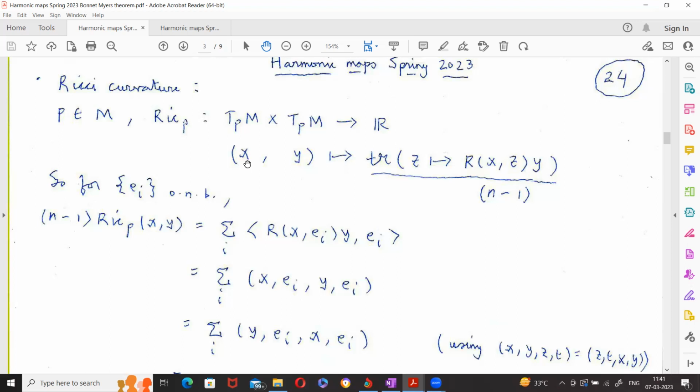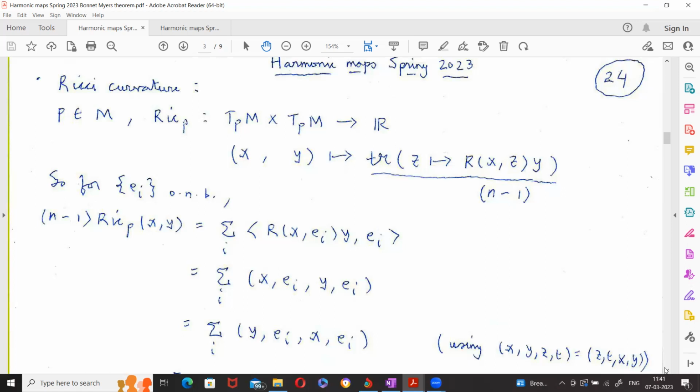First, we want to see that this is a symmetric bilinear form. How do we compute this? Well, this is a trace, so we can compute it using any orthonormal basis. If I take n minus 1 times the Ricci curvature of (X, Y), this is the trace of this linear map. I compute the trace by letting the linear map act on basis vectors e_i and then taking the inner product with e_i. The linear map acting on e_i is R(X, e_i)Y, and then the inner product with e_i. In our earlier notation, this is the round bracket (X, e_i, Y, e_i).